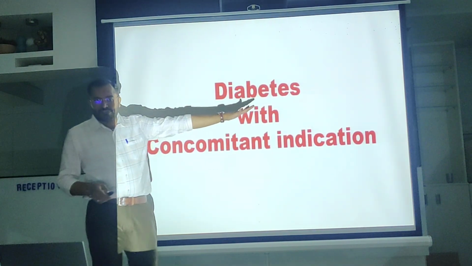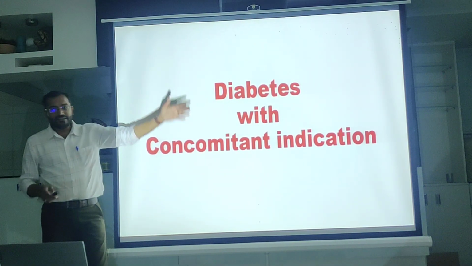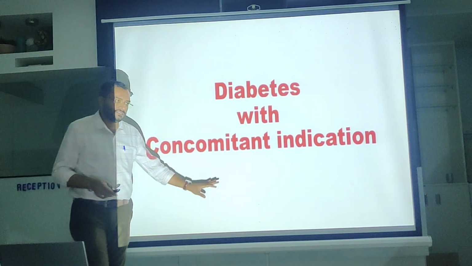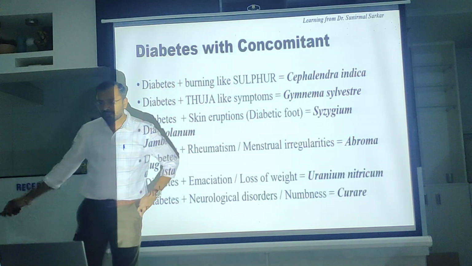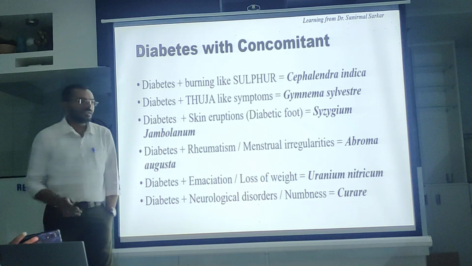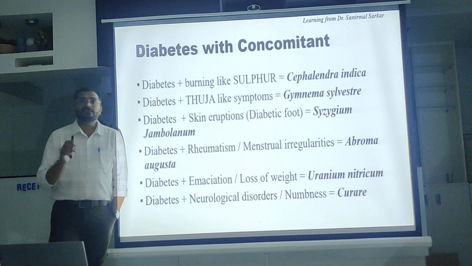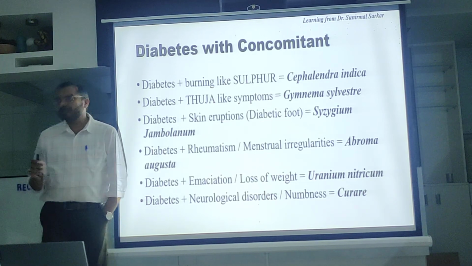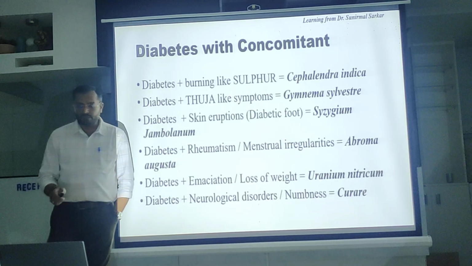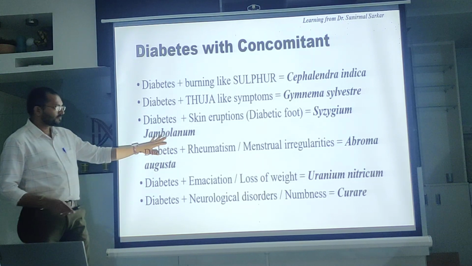Fourth approach, clinical, understood? Before that I explained mind rubrics, and before that concomitants. Now this was the clinical concomitant indication by Dr. Sunirmal Sarkar. So I learned from Sunirmal Sarkar sir that diabetes plus burning like sulfur, the remedy is Syzygium indica. Diabetes plus psychotic symptoms like the thuja, the remedy is Gymnema sylvestris. Diabetes plus skin complaint, specifically diabetic foot, Cystium zambolinum.